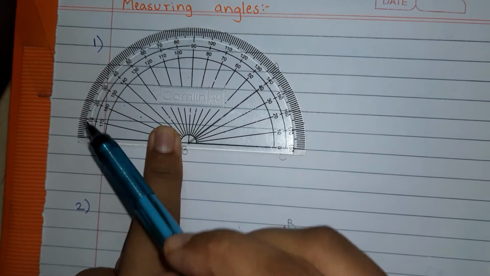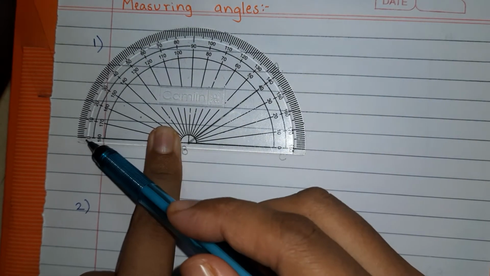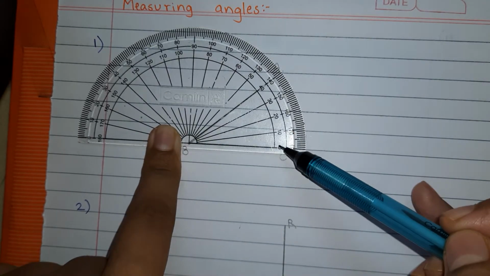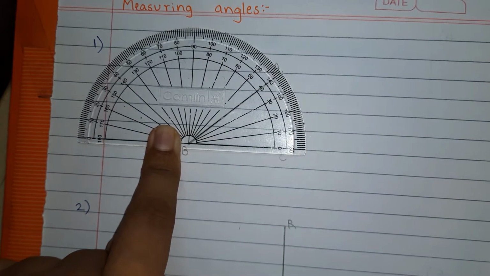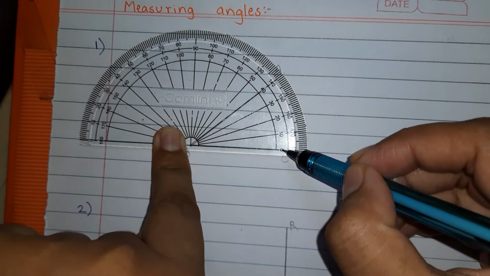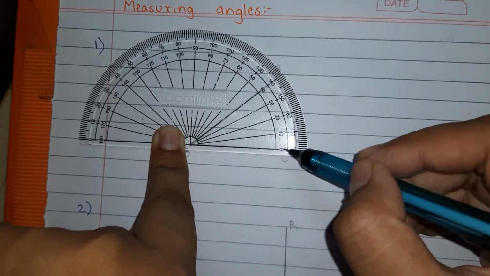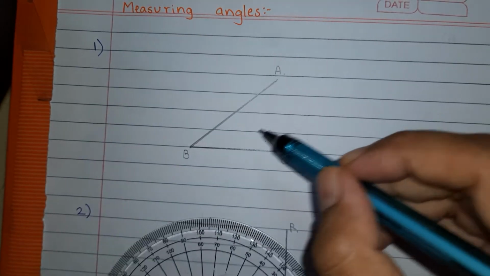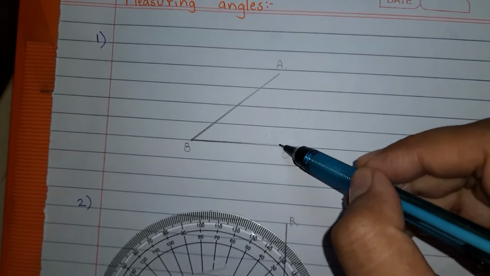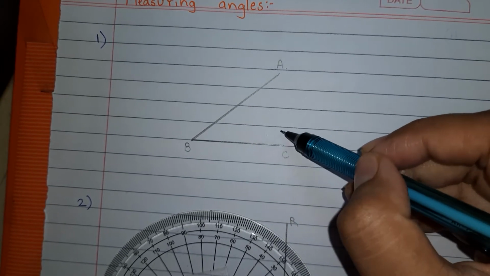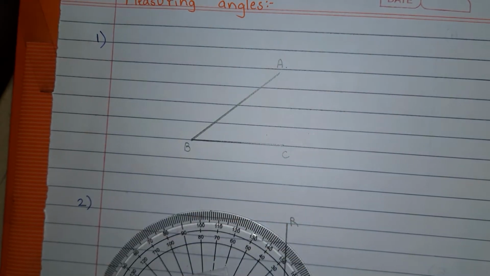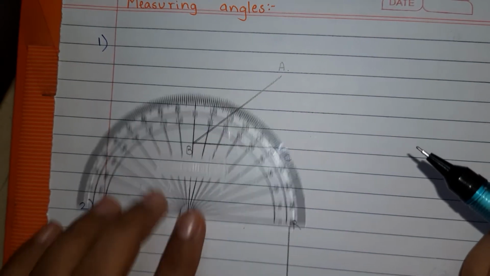Now two zeros are there on the protractor. One zero is here on the left, one zero is on the right. So from which zero we should start counting? The zero which lies on our arm of the angle. हमारे एंगल की आर्म ये है, तो इस आर्म के ऊपर जो ज़ीरो है उस ज़ीरो से हम काउंटिंग स्टार्ट करेंगे. दूसरा ज़ीरो तो एंगल के बाहर है तो उसकी कोई ज़रूरत नहीं है.